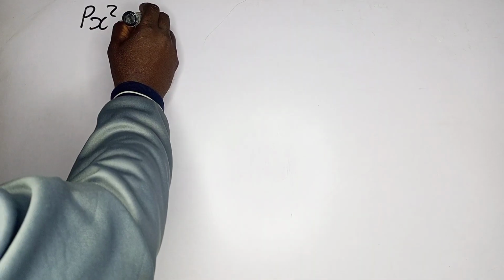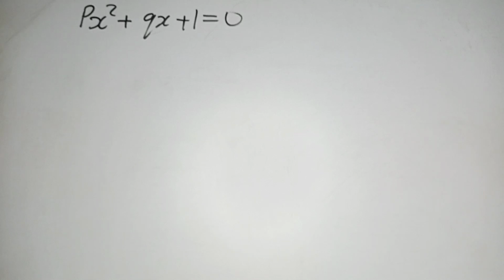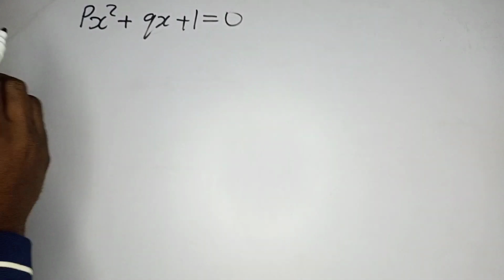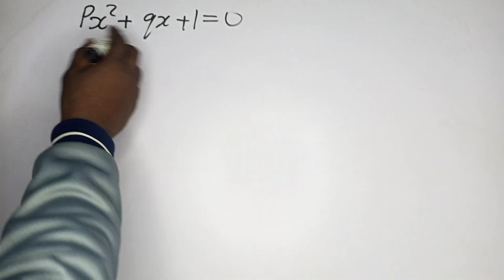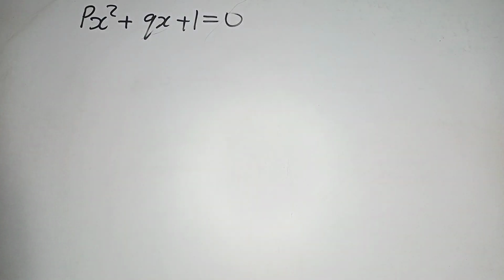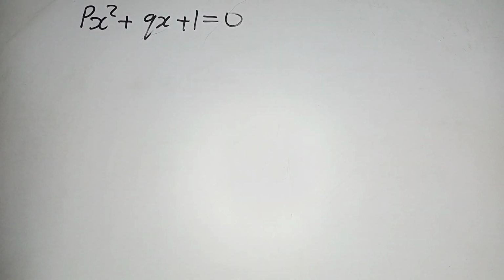Alright, so the quadratic equation given is px squared plus qx plus 1 equals 0. Now, this is a quadratic equation in terms of x. Okay, p and q are real constants, so the only variable here is x. And we are told that the roots of this quadratic equation differ by 2.